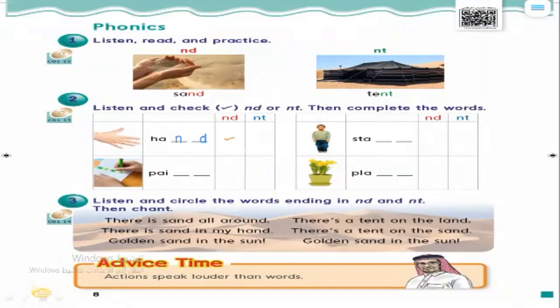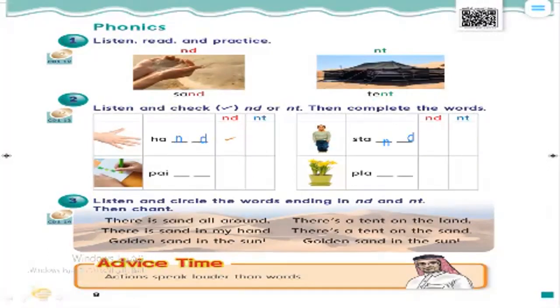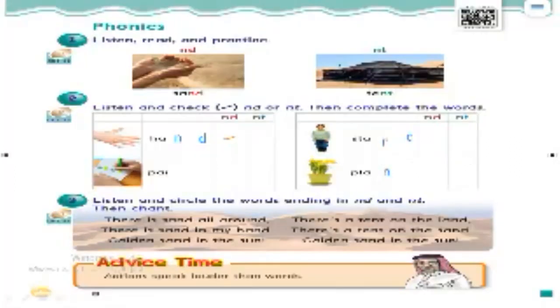So here we have stand. What is the correct way to say it? What is the letter that we need to put here? Stand. So we're going to put N, and D. Okay, good. Here we have plant. What is the correct way to put the letters? N, yes. Then we're going to put T. Okay, correct.